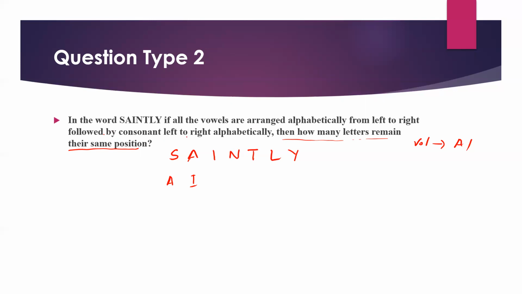Now, followed by the consonants, left to right alphabetically. Except A and I, all are consonants here. So we will arrange them alphabetically. If we are arranging it alphabetically, how will we arrange it? At first, what will come?